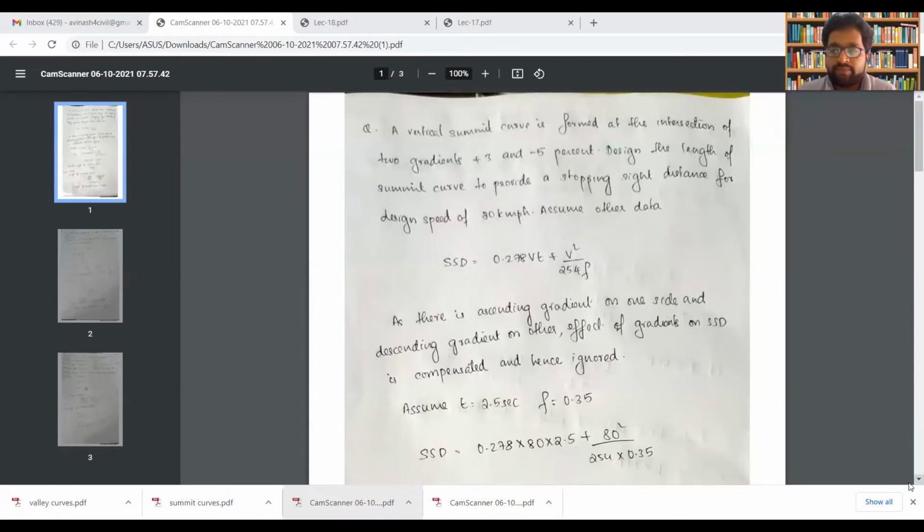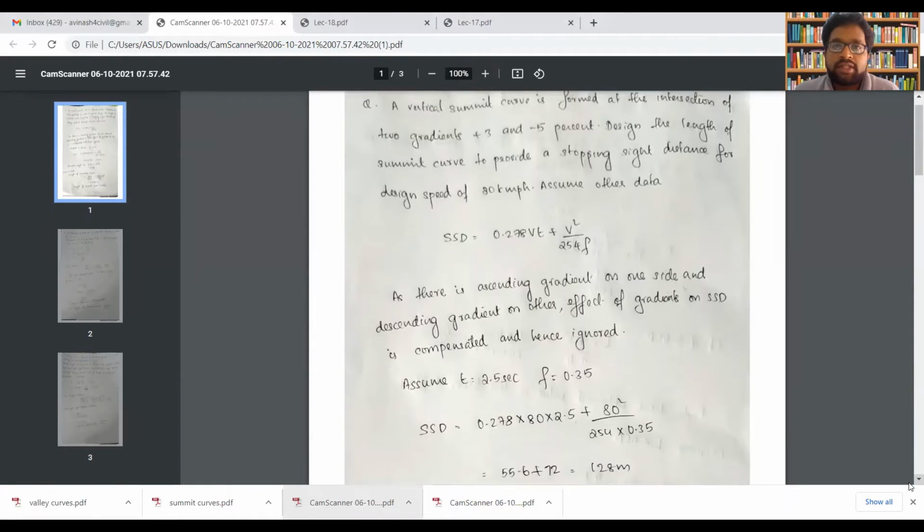This is the first question. A vertical summit curve is formed at the intersection of two gradients, +3 and -5%. The gradients are given. One is an ascending gradient of +3, and -5 means a descending gradient of -5. Design the length of summit curve to provide a stopping sight distance for a design speed of 80 km/h.